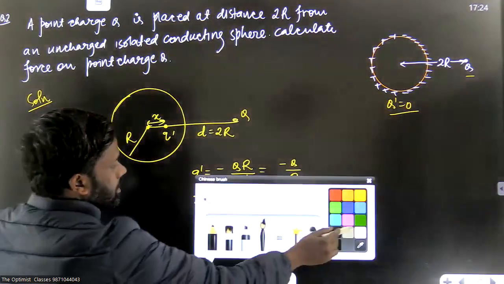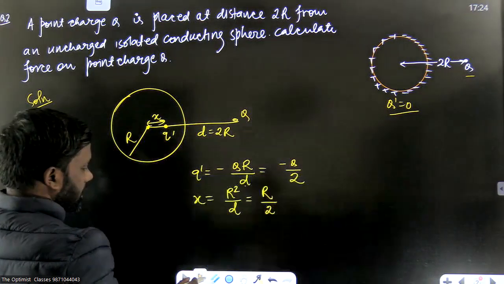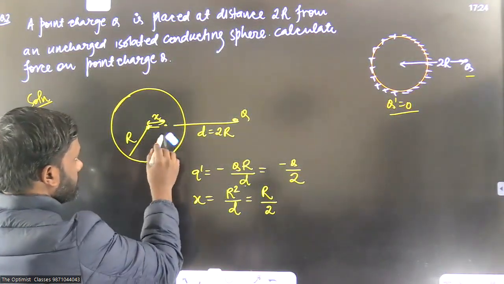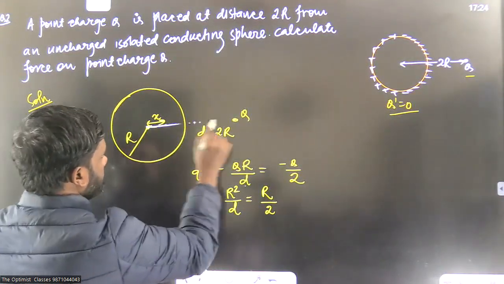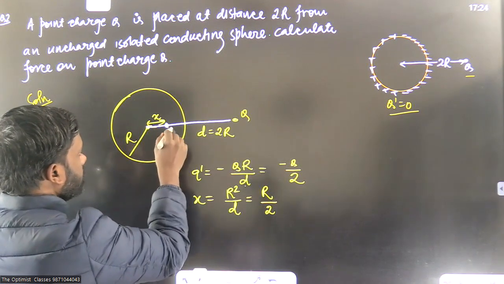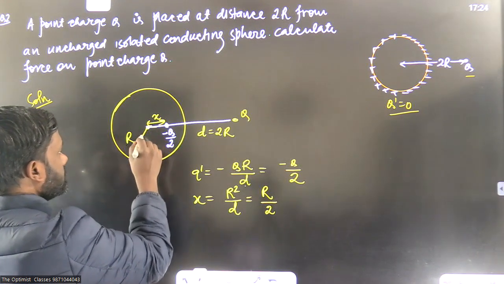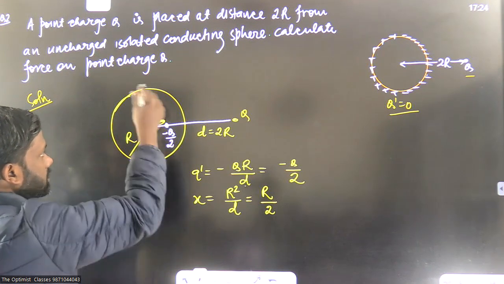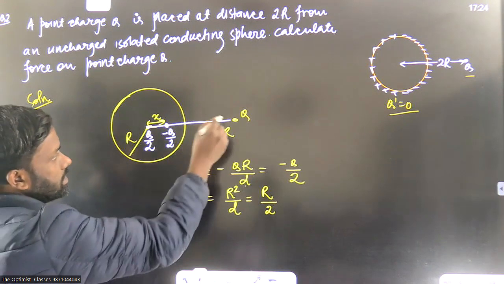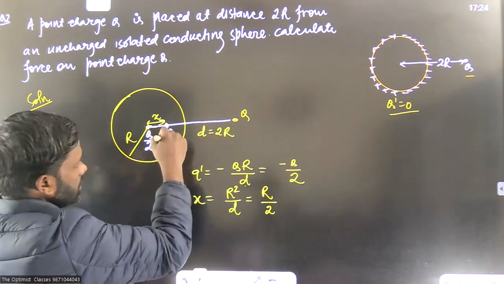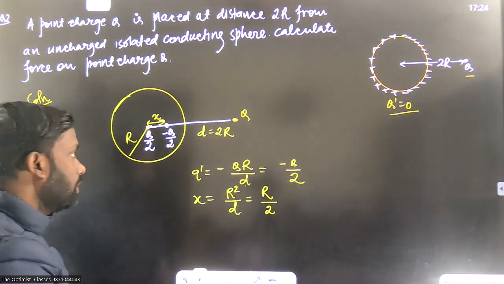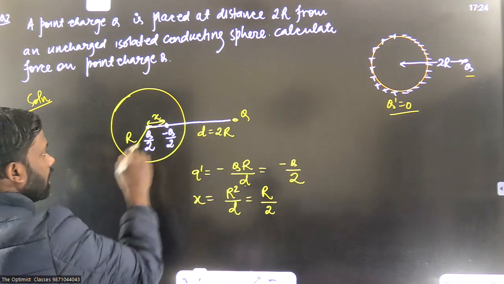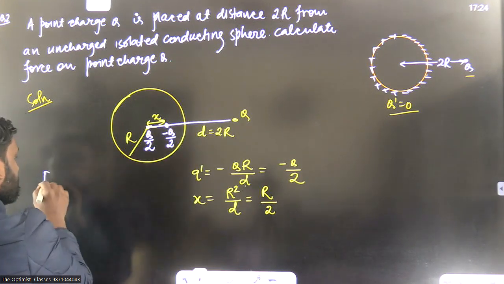So therefore the situation is something like this. Let me erase this. The situation is something like this here. We are taking image charge here, minus q by 2, and here there is charge q by 2. So the total charge on the sphere is 0. Now this point charge q will experience force because of this minus q by 2 and plus q by 2. So if you want to calculate the force on this, the force will be something like this.